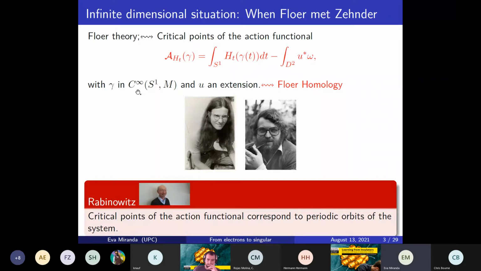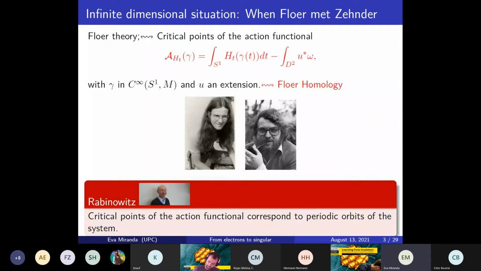And why we should consider this loop space and this action functional is because Rabinovich proved that the critical points of the action functional are in one-to-one correspondence with the periodic orbits. There are some constraints that I'm not talking about, but here I used an extension to a disk. So essentially, this works very well if, for instance, the second homotopy group of your manifold is 0. Okay, so you have some conditions under which this holds. And this was a brilliant idea of Rabinovich. I mean, this is indeed the origin of Floer theory.